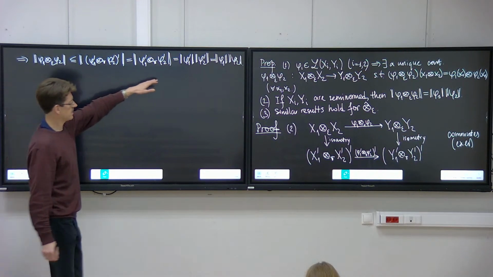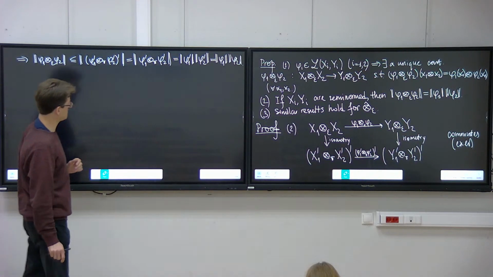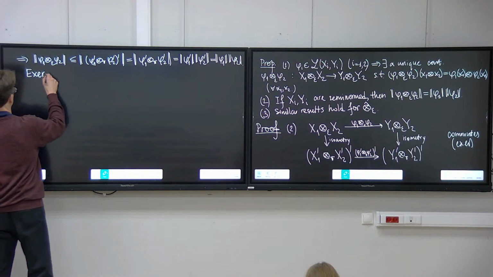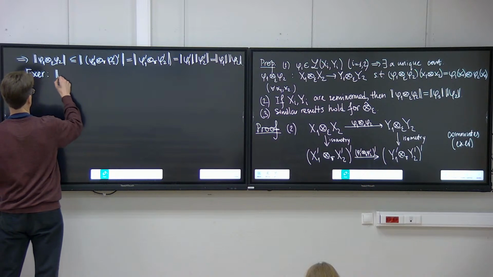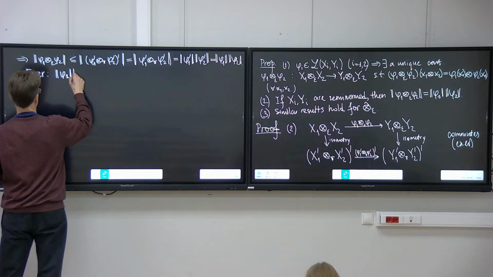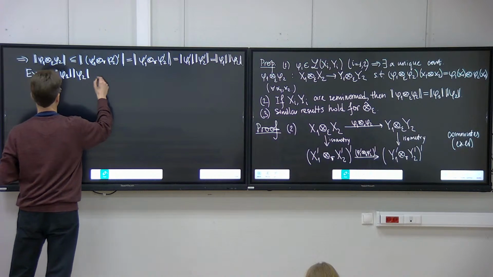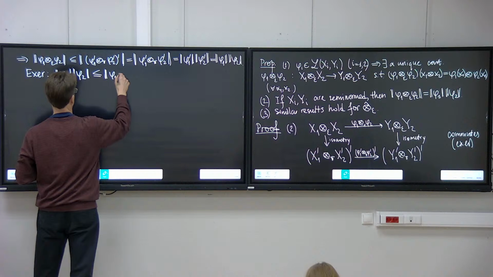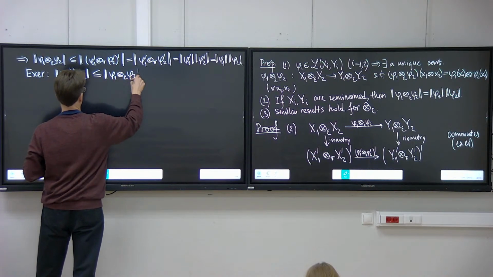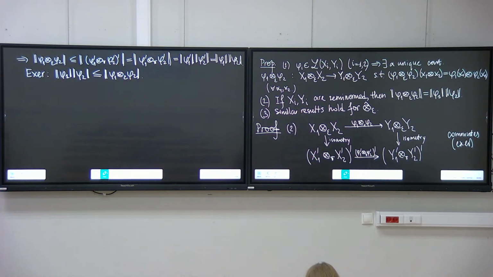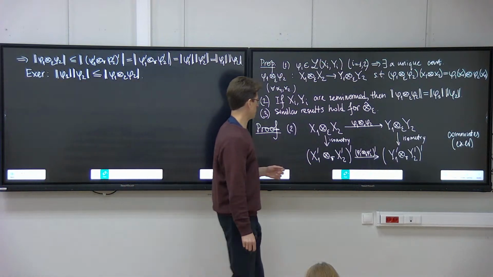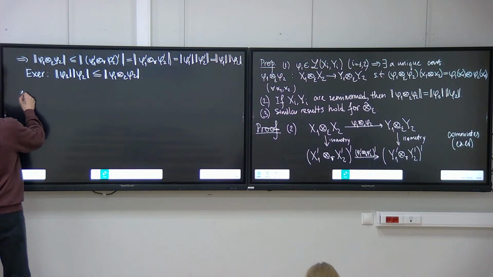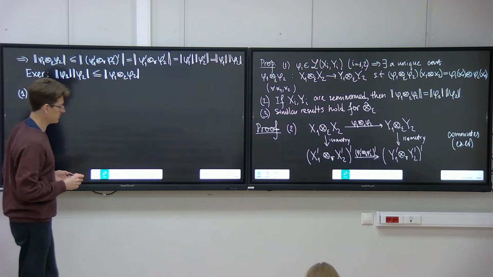So we have this inequality, and the opposite inequality is a simple exercise. To prove the opposite inequality, it's enough to look at elementary tensors, to apply our map to elementary tensors, and to reduce that, we have this inequality. So this completes the proof of part 2. Part 1 now can easily be deduced from part 2 as follows.